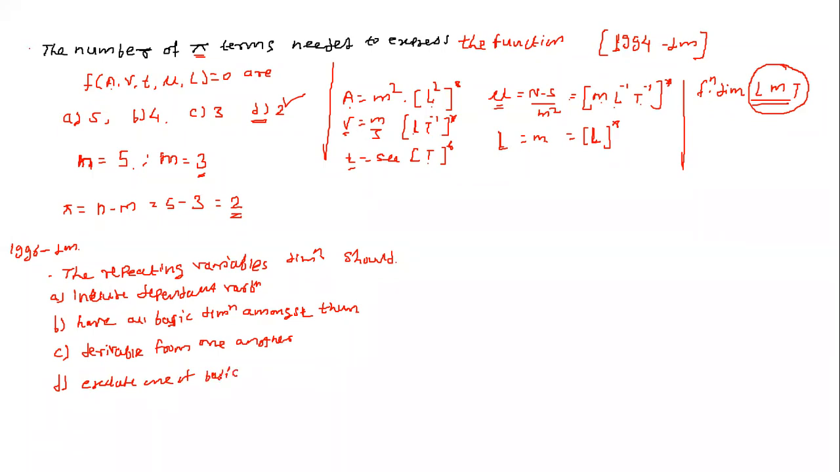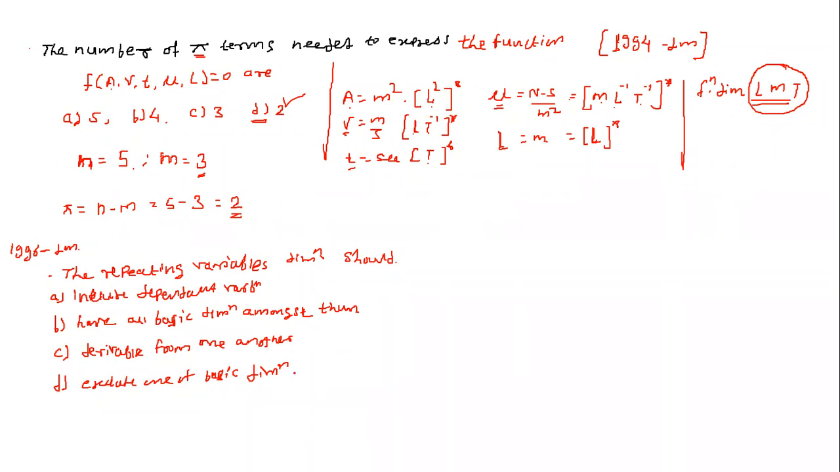So go through the question and you tell me the answer. I got the answer as B from some of you. Okay, how come that also we have to go for? What is the question? For the repeating variables in a dimensional analysis should, options are include dependent variable, have all basic dimensions amongst themselves, then they should be derivable from one another, then the next one is exclude one of the basic dimension.